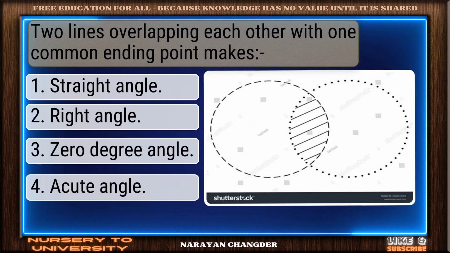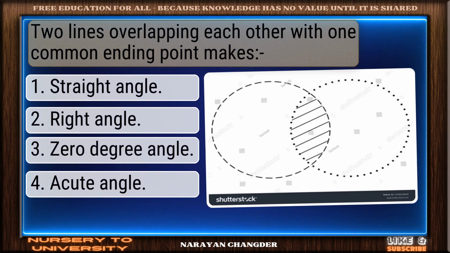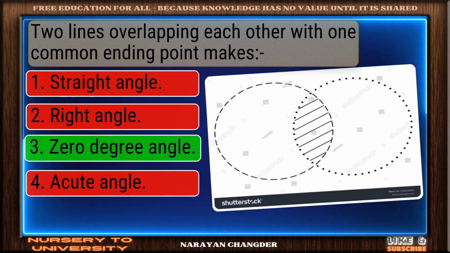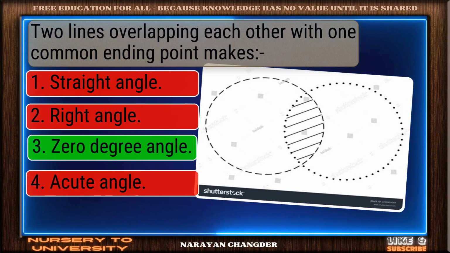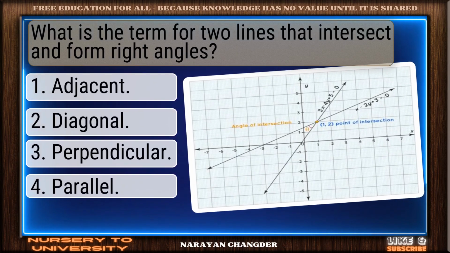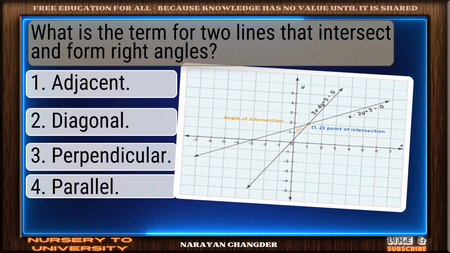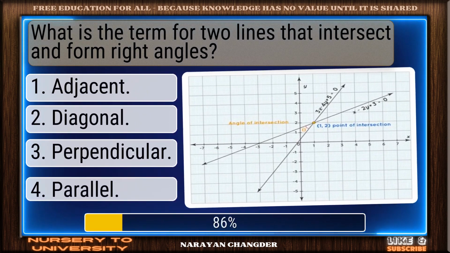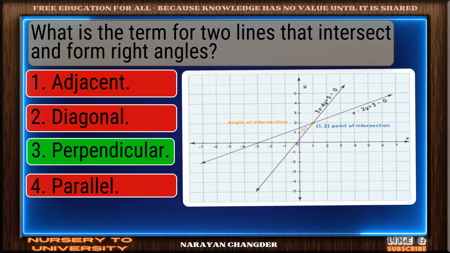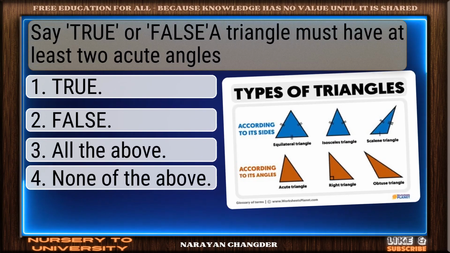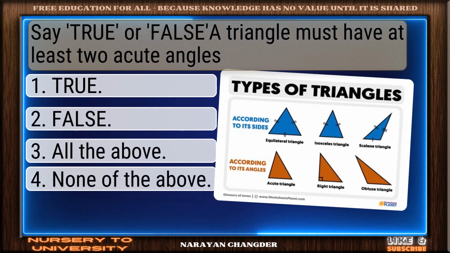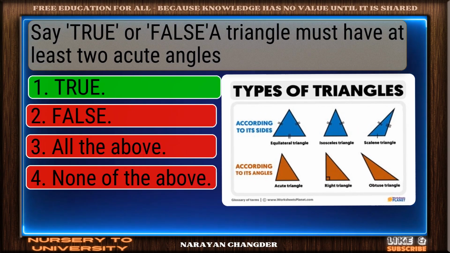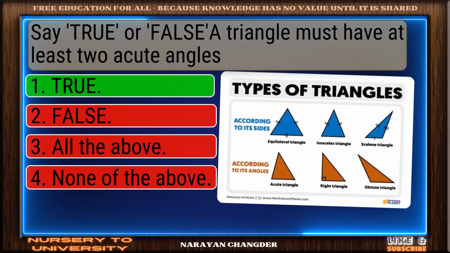Question number 99. Two lines overlapping each other with one common ending point makes. Great job. 0-degree angle is the accurate answer. Question number 100. What is the term for two lines that intersect and form right angles? Well reasoned. Perpendicular is the correct choice. Question number 101. Say true or false: a triangle must have at least 2 acute angles. Strong choice. True is the right answer.